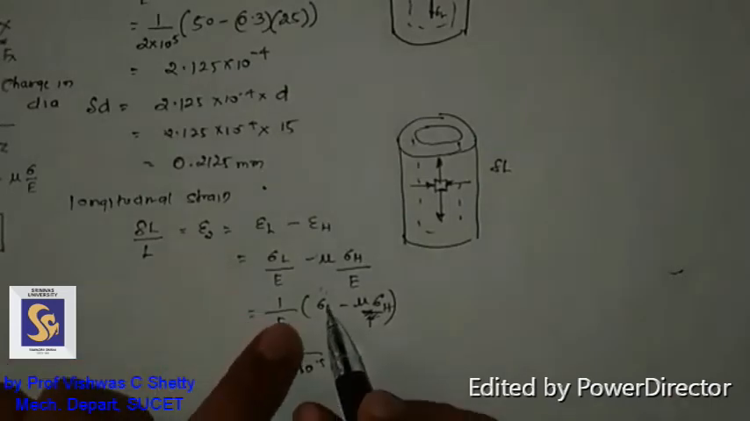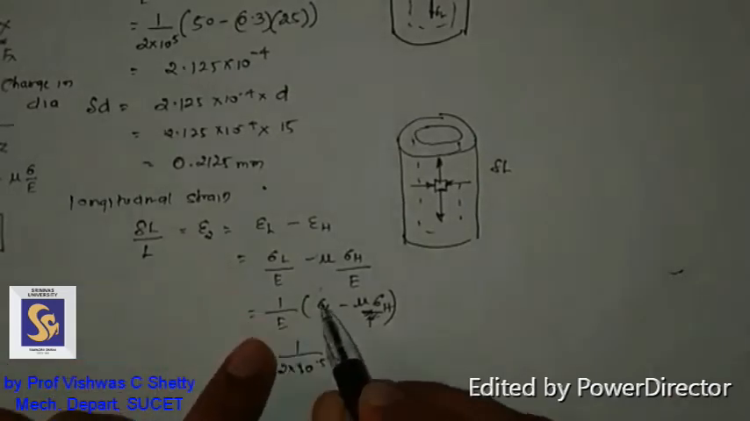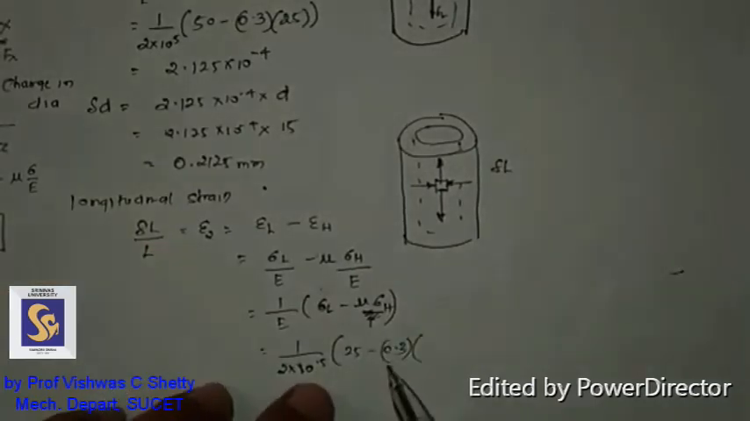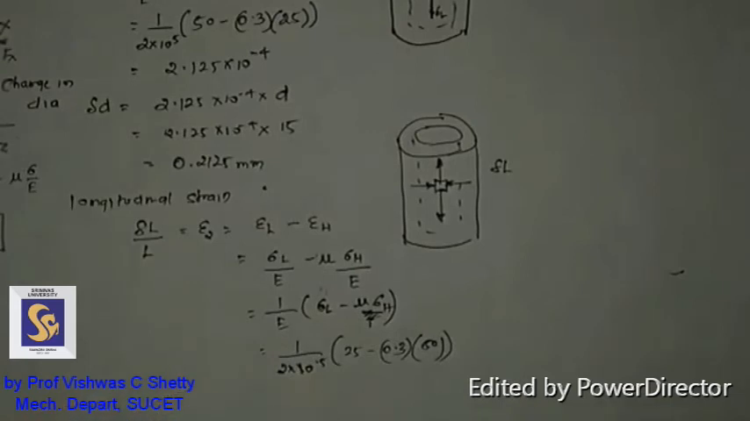Sigma L is the longitudinal stress. Already we have calculated 25 minus 0.3, Poisson's ratio, into hoop stress. It is 50. Correct. What is the value?